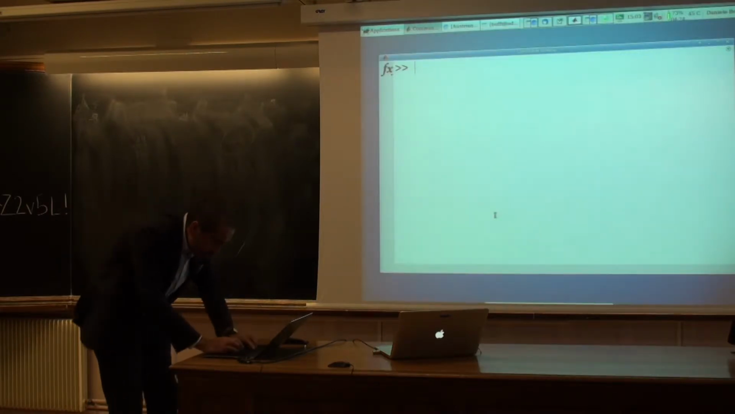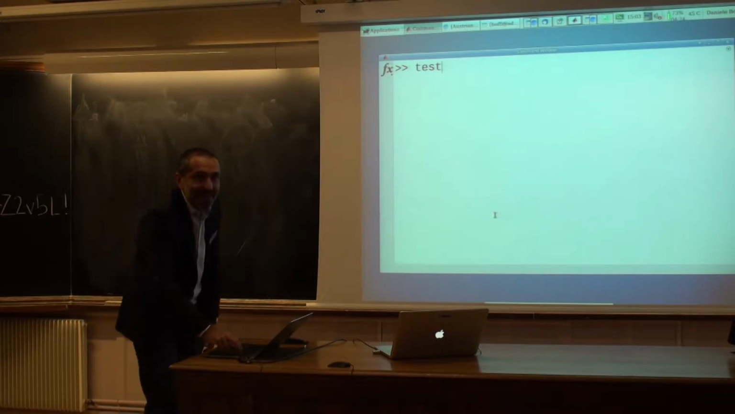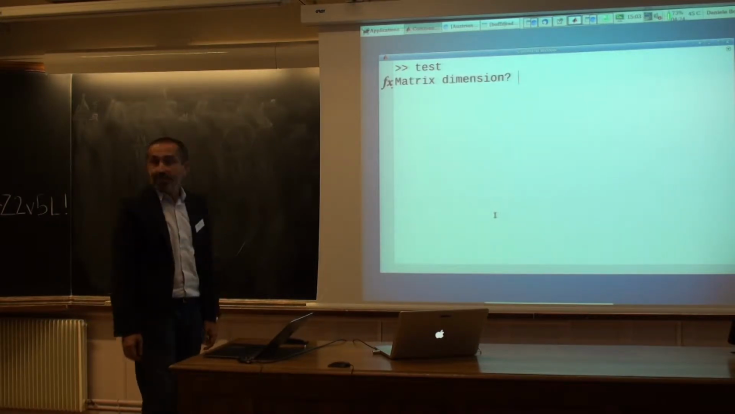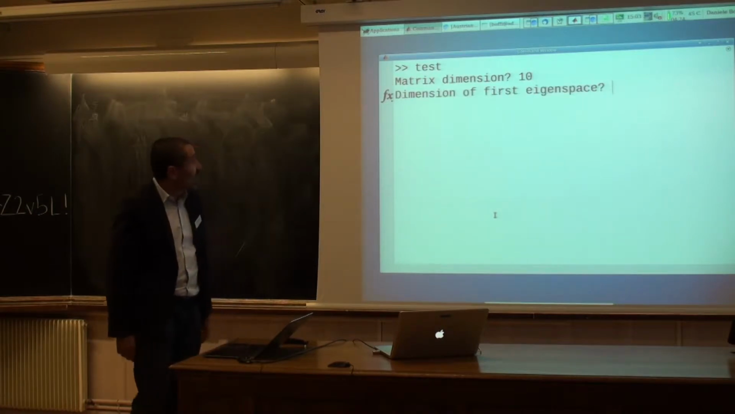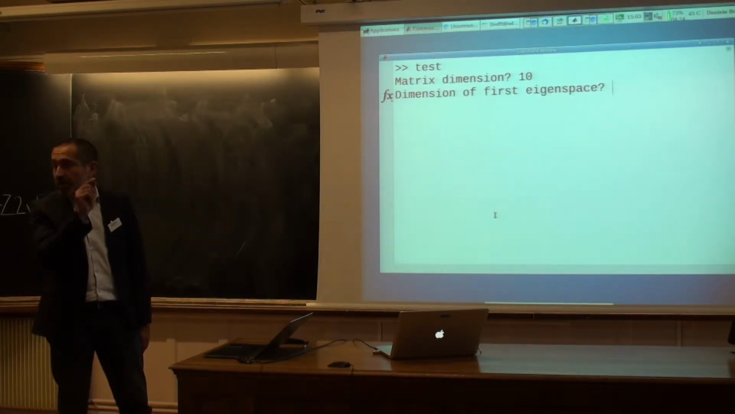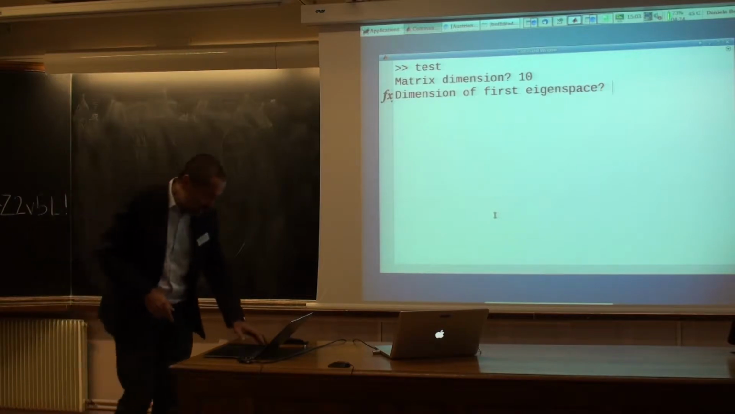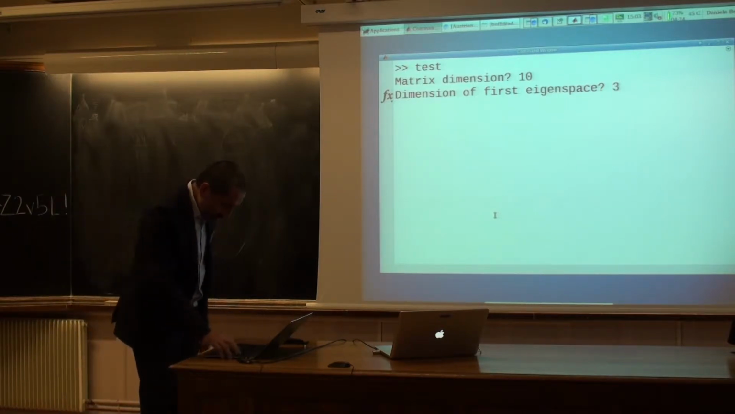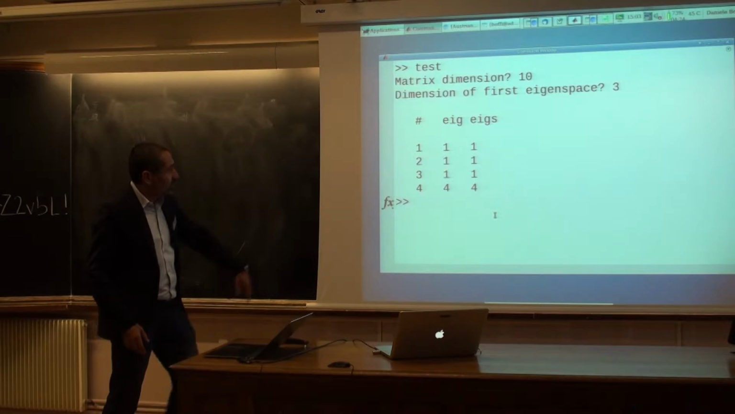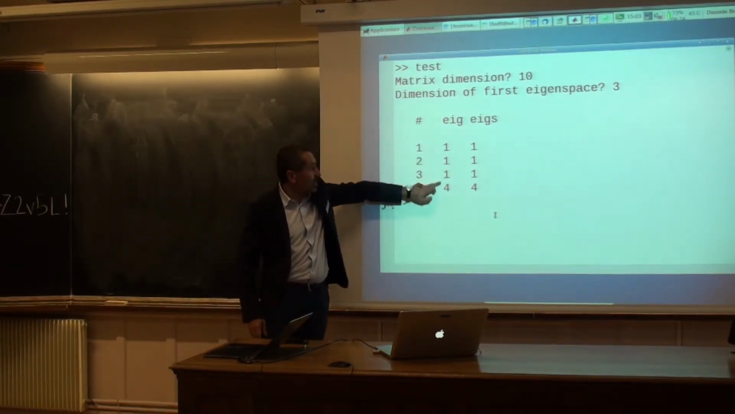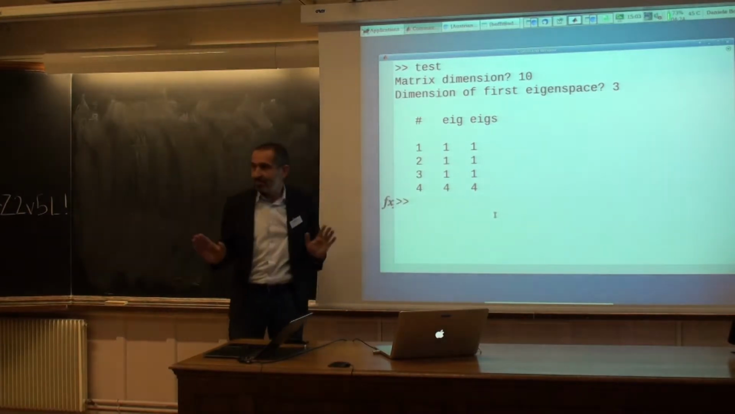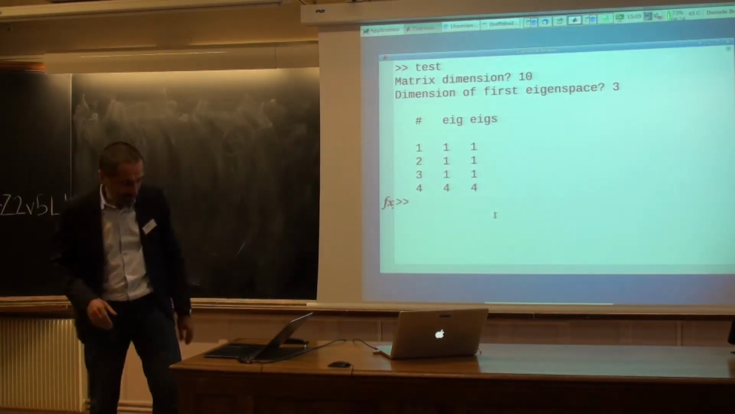So this is MATLAB. I have a code that is test. Matrix dimension. Let's start with some easy example. 10 by 10. Dimension of the first eigenspace. So I mean, how many repetitions I have at the beginning. Let's put 3. Okay, that's fine. So this is the order of the solution, 1, 2, 3, 4. And this is EIG, and this is EIGS. So far, so good. Okay.